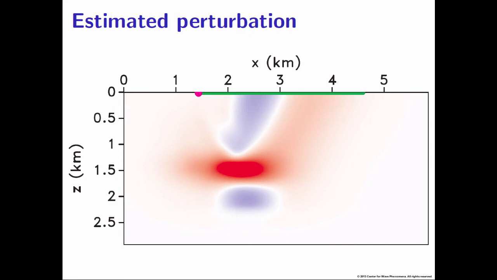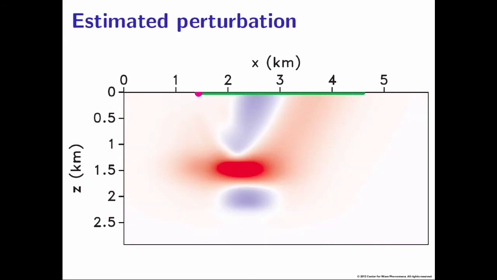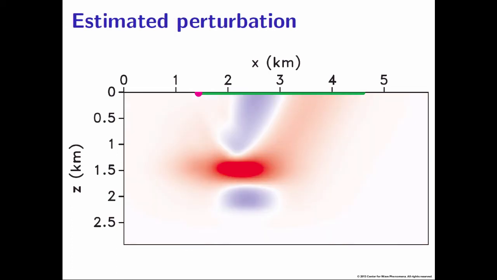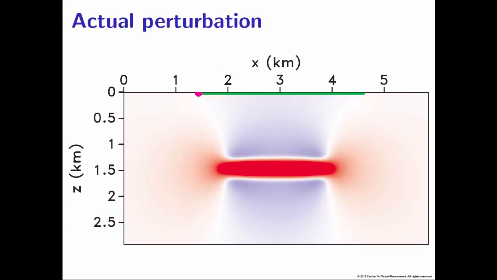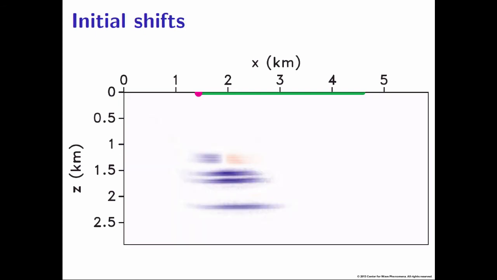If you compare the estimated perturbation with the actual one, we see that at the edge of the perturbation, we do a fairly good job in constraining the lateral extent of the perturbation itself. Of course, we are not able to recover the entire extent of the perturbation because we are using only a single shot. And in order to avoid migration smiles, I'm tapering the shot gather in order to have a clean image of the reflectors in the central part of the acquisition.